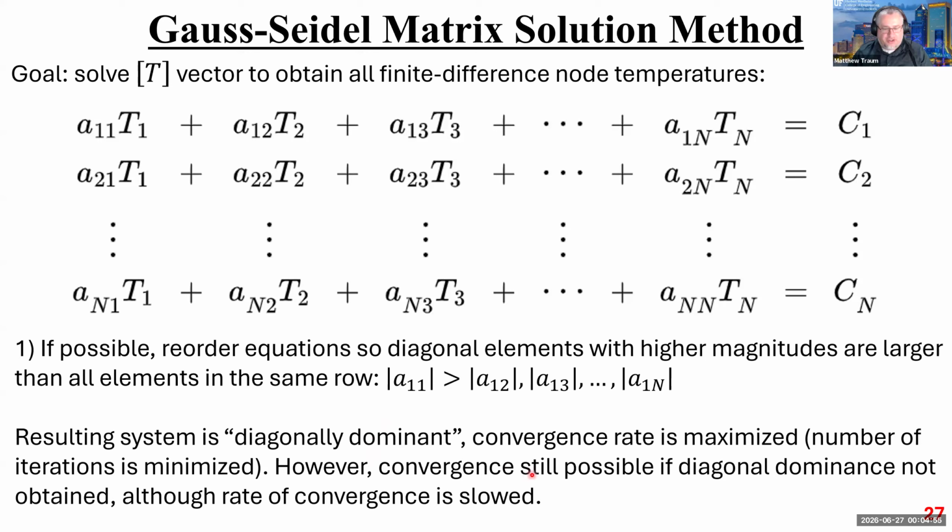Nonetheless, it is true that convergence is still possible even if diagonal dominance is not obtained, but the process is slower, right? So if you've got the brain cycles and the bandwidth to reorder so that you've got the highest numbers on the diagonals, you will get a solution faster. That's all that is effectively saying.